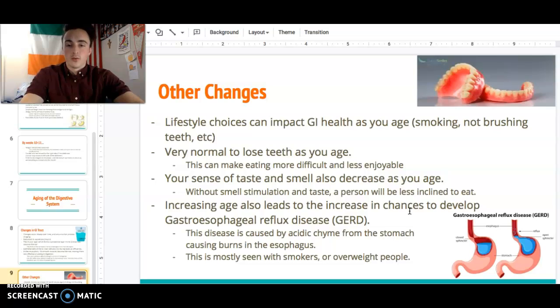As you age, you are also more susceptible to developing different diseases. One such disease is GERD, or gastroesophageal reflux disease, and this is caused by the cardiac sphincter right here in the stomach not closing properly for whatever reason, and so basically acidic chyme is splashing back into your esophagus, which does not have a protective lining. But this is mostly seen in smokers and overweight people.